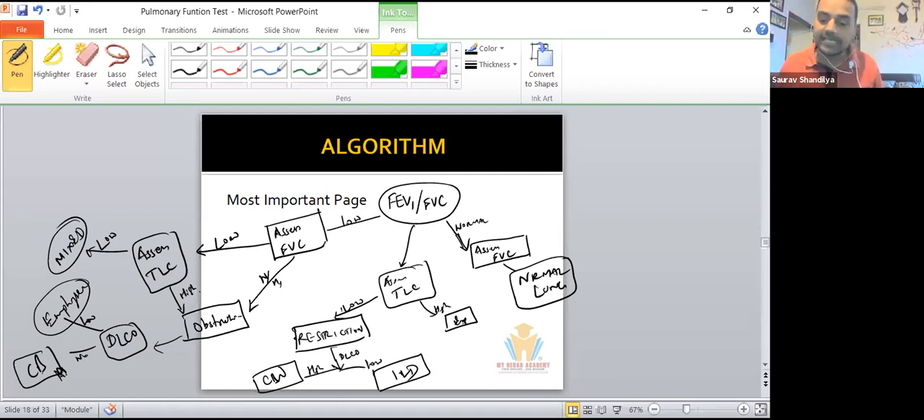If DLCO is low, that means he has an interstitial disease. What is interstitial disease? ILD? Anybody? Okay, no problem. I know you know, but okay.